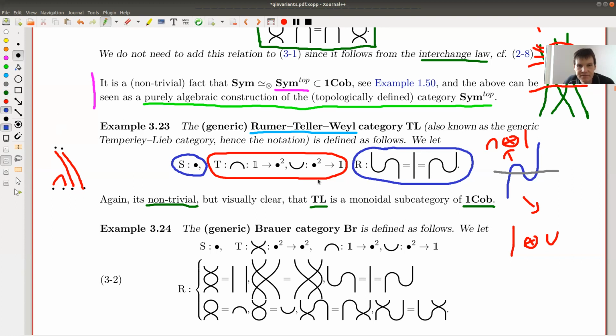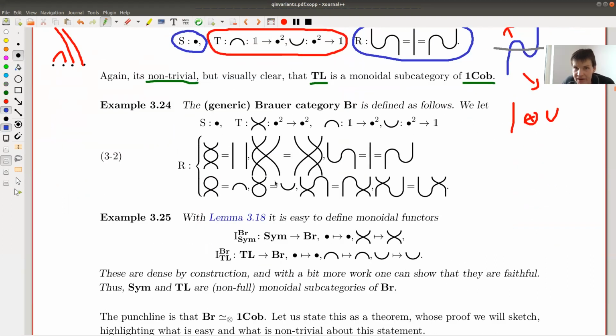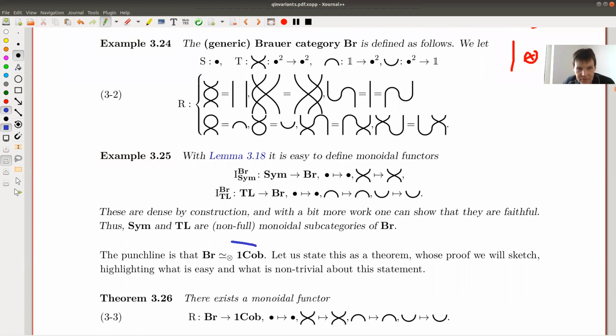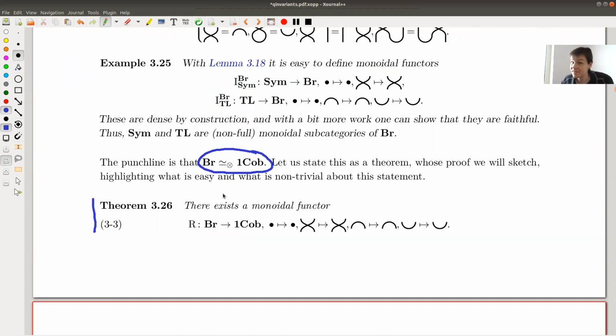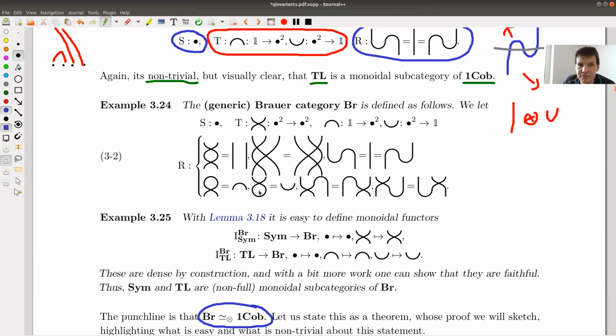Okay, it's again a very slick description of something that is definitely non-trivial. The Brouwer category, BR, is now my generators-and-relations description of one-dimensional cobordisms, which I actually state in the theorem itself, but I don't prove it because this is a topological fact, and we are doing something without topology. So I will always work with Brouwer, but you should always think I'm using one-dimensional cobordisms. And how does it work?